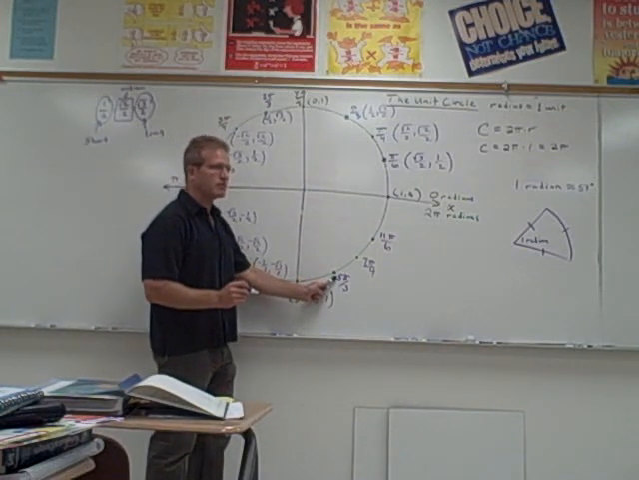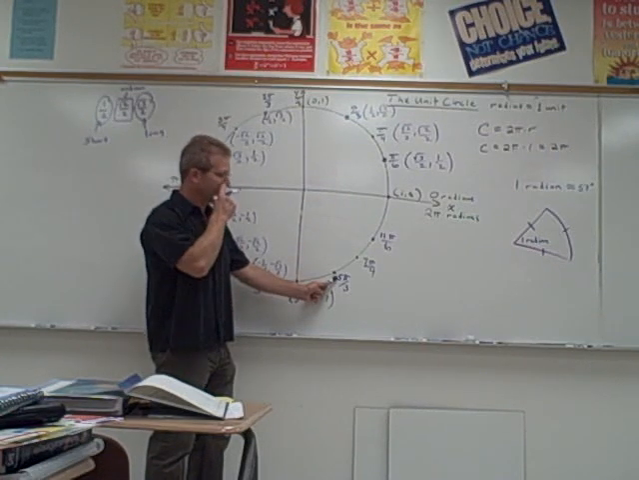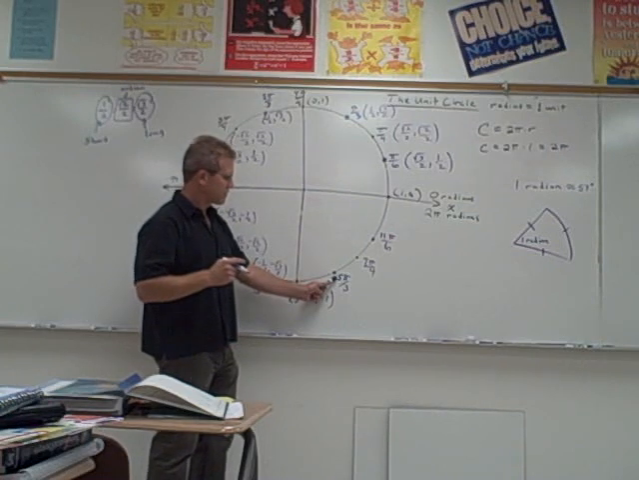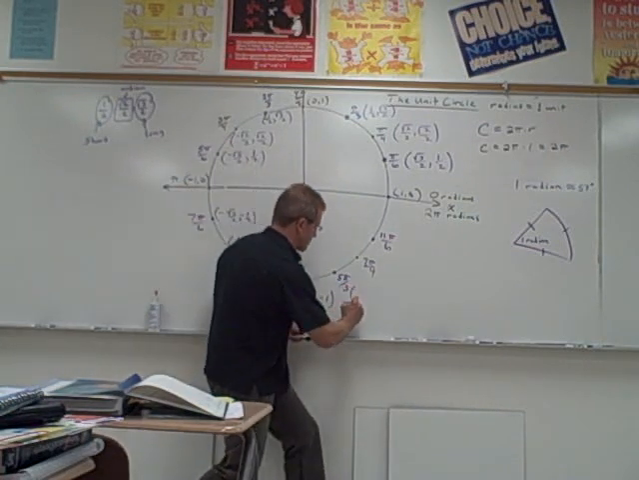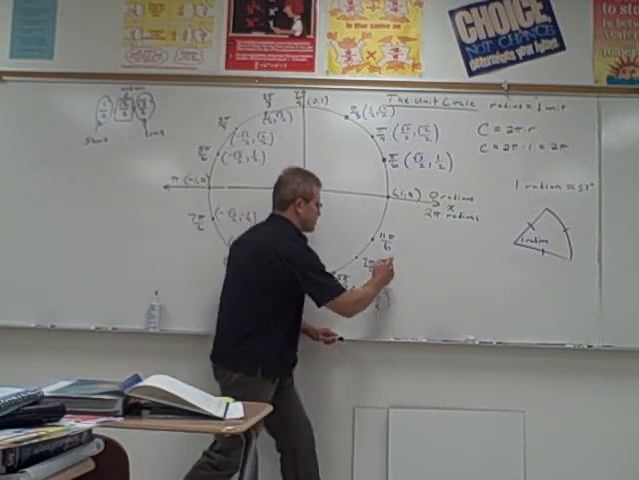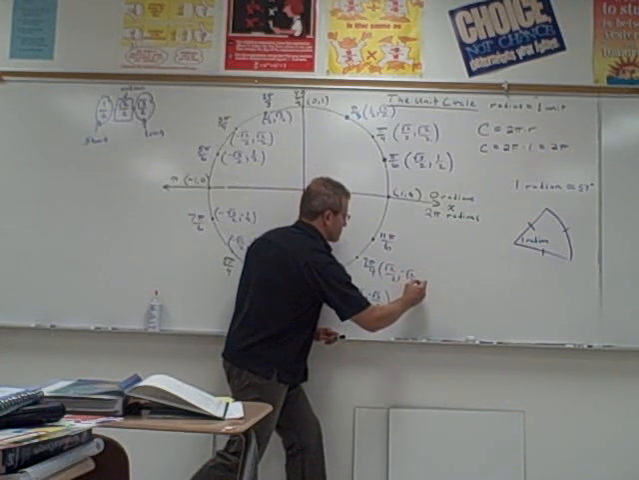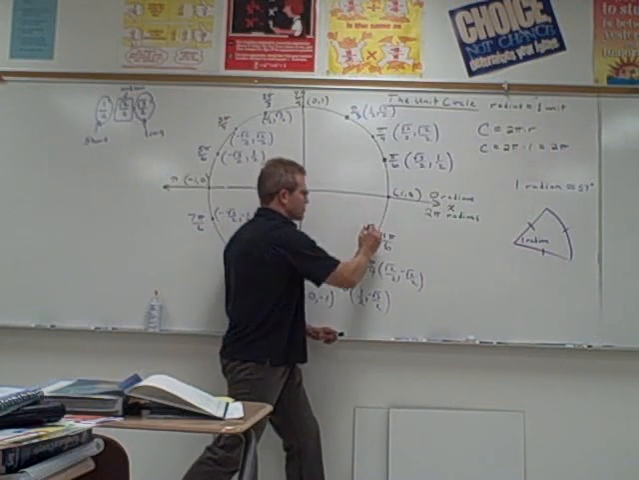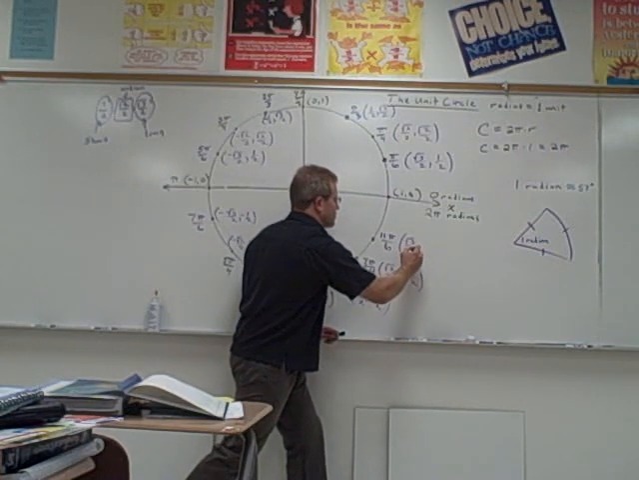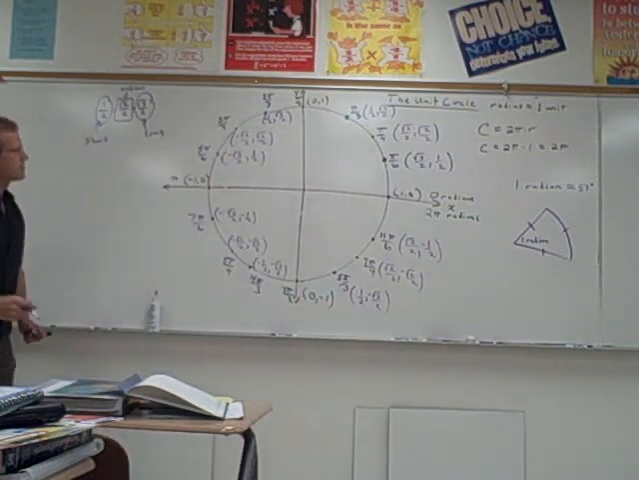How about the coordinates of this one? What's the x coordinate going to be? 1/2. What's the y coordinate? Negative square root 3 over 2. Yeah. Middle of the quadrant, so that's going to be square root 2 over 2, negative square root 2 over 2. This one's going to go long distance, short distance, so square root 3 over 2, negative 1/2. And there's your coordinates.